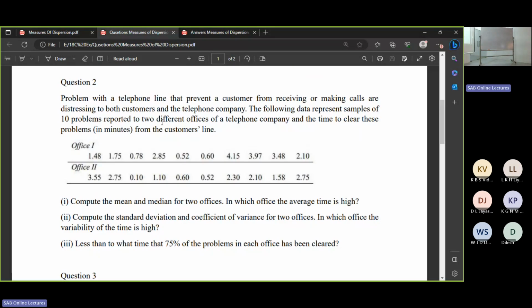Question number 2. Problems with a telephone line that prevent a customer from receiving or making calls are distressing to both customers and the telephone company. The following data represents samples of 10 problems reported to two different offices of a telephone company and the time to clear these problems for the customers. There are two offices, office 1 and office 2. It gives the time to clear these problems.